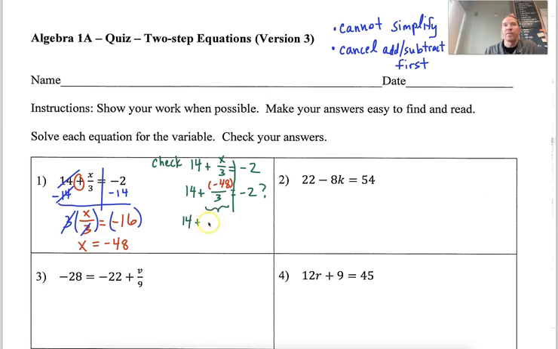Negative 48 divided by 3 is a negative 16. Is 14 plus negative 16 equal to -2? You might already be convinced of that. I just like to write it down and be like, yep, let's finish with the left side. We get -2 on the left. We get -2 on the right. That's good. That's supposed to happen. So going back here, my solution is x equals negative 48.